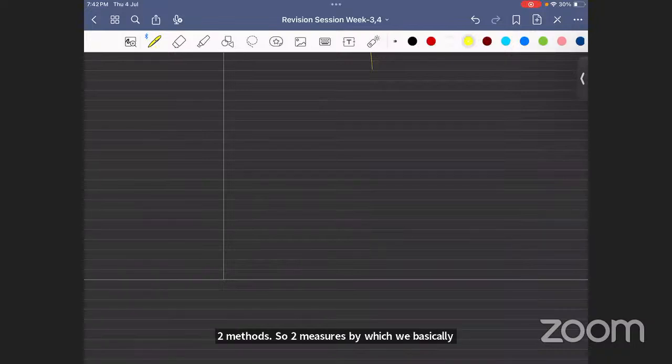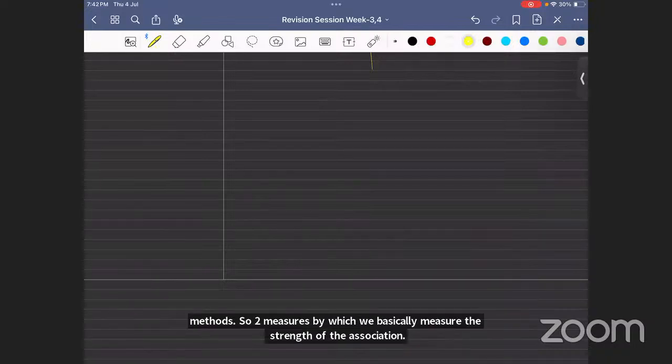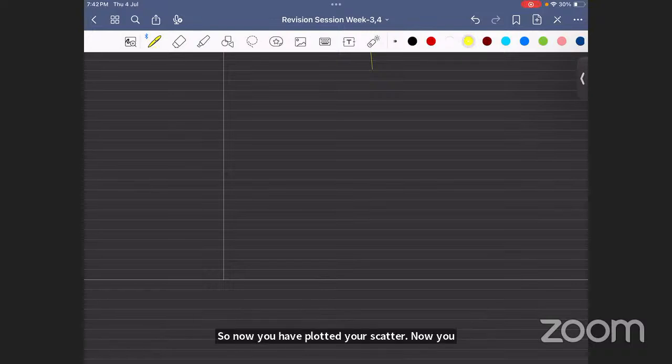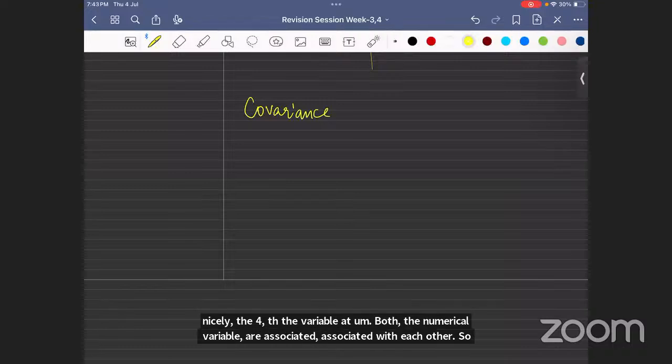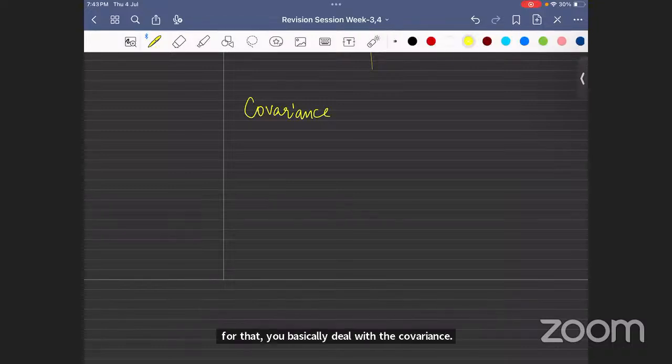Now you have plotted your scatter plot, and you want to measure the strength of the association, how nicely the two numerical variables are associated with each other. For that you deal with the covariance, and one more thing is the correlation coefficient. Both are almost alike. The first thing that you are calculating is the covariance.